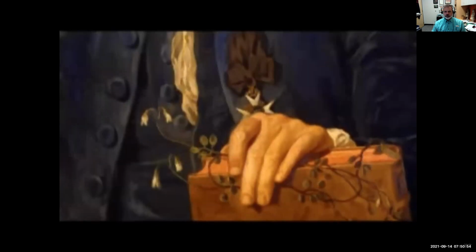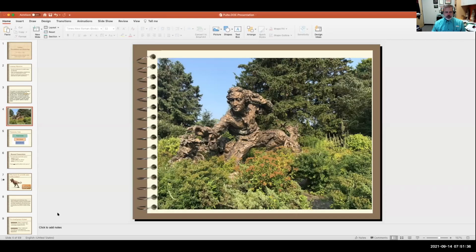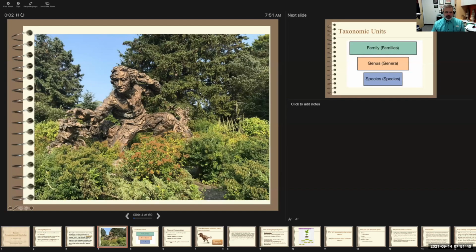Linnaeus was driven by a lust for all nature and the desire to understand and classify it. His legacy remains and is used by the many dedicated scientists today who are driven by that same desire. And so here we're back to the statue of Carl Linnaeus.